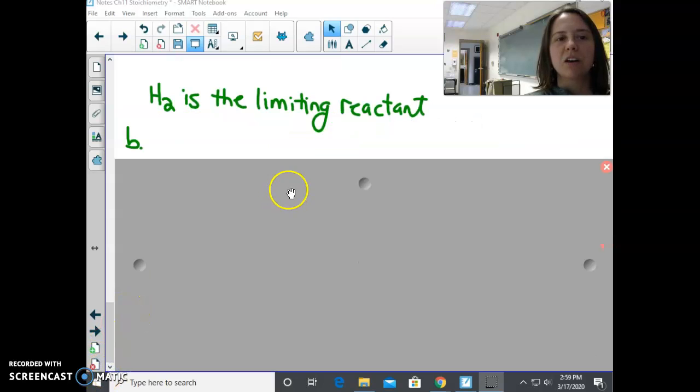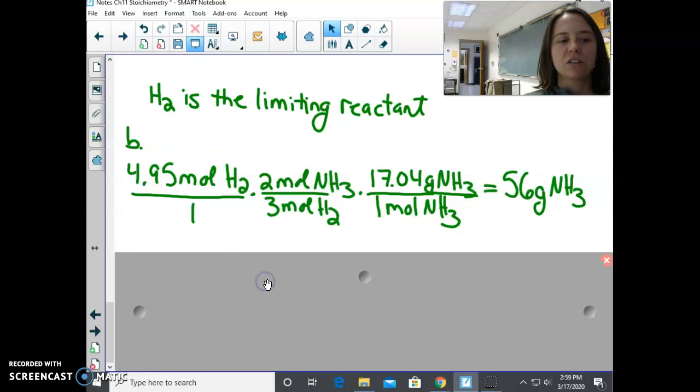The B part was figuring out how much product would be made. So you do need to make sure you use the hydrogen. We set up the moles of hydrogen, do a mole ratio, times our molar mass of ammonia to get 56 grams of ammonia. So we would be able to make 56 grams of ammonia.